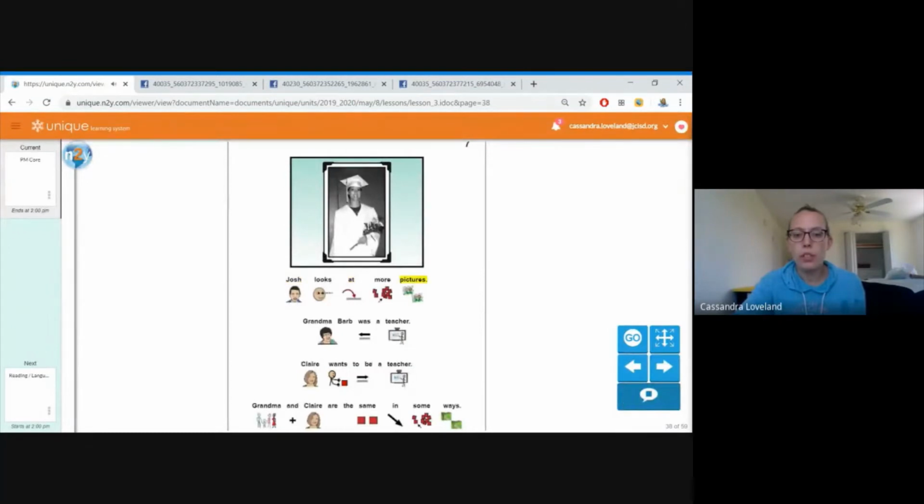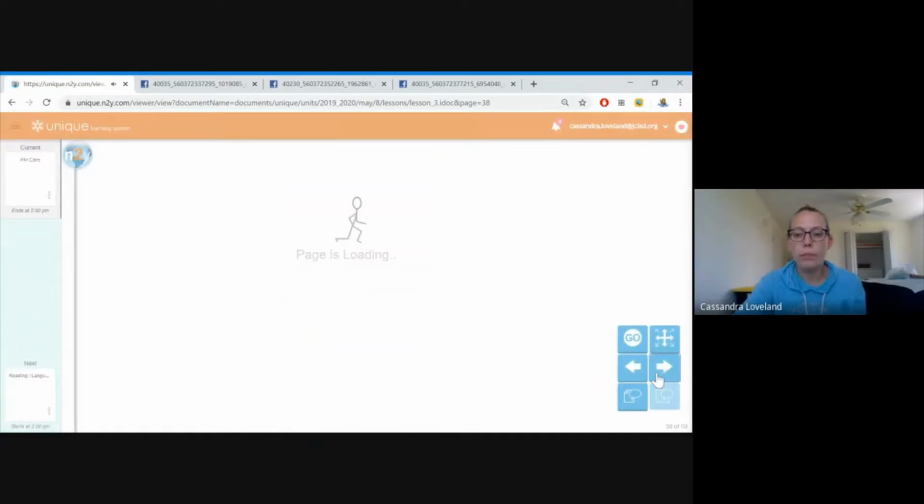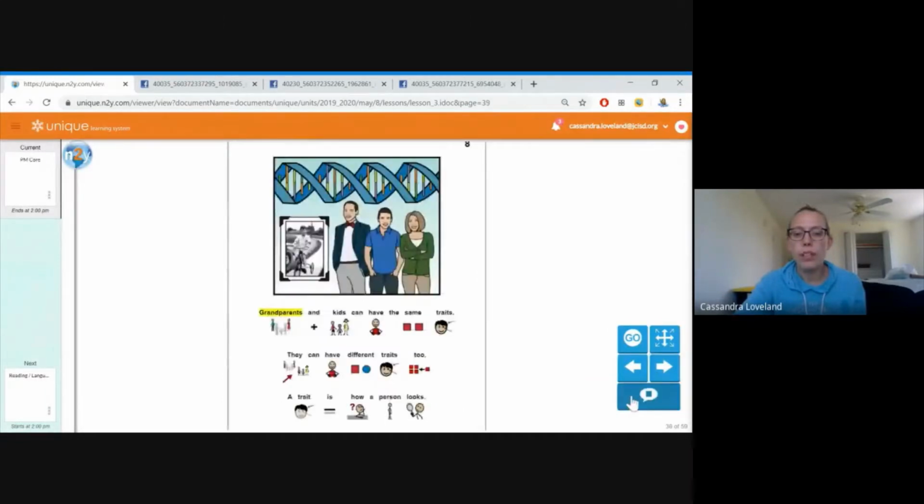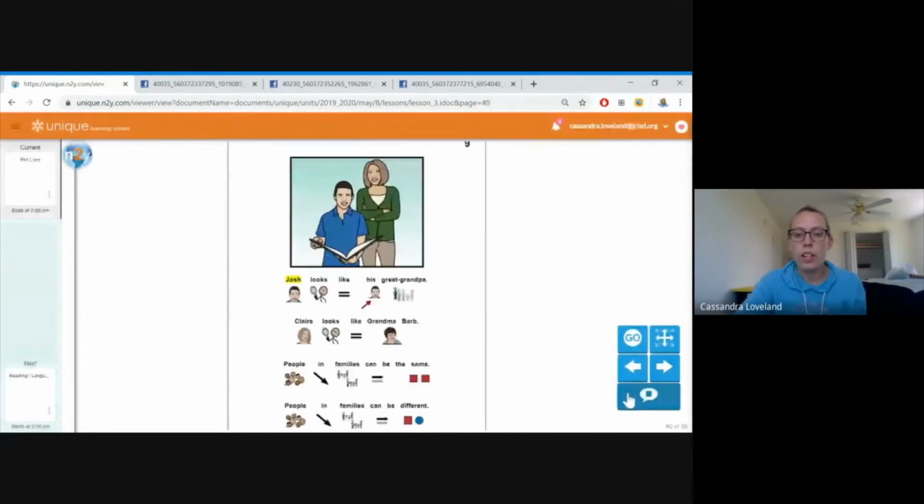Josh looks at more pictures. Grandma Barb was a teacher. Claire wants to be a teacher. Grandma and Claire are the same in some ways. Parents and kids can have the same traits. They can have different traits too. A trait is how a person looks. Josh looks like his great-grandpa. Claire looks like Grandma Barb. People and families can be the same. People and families can be different.